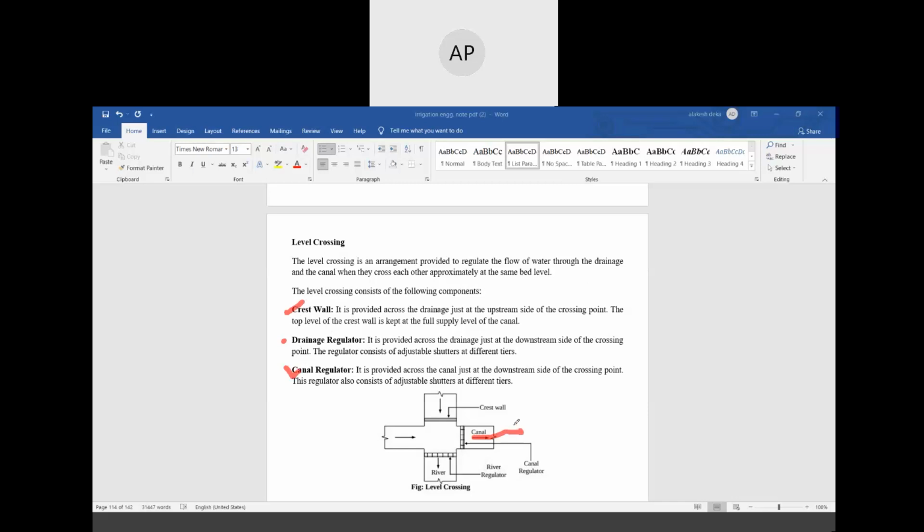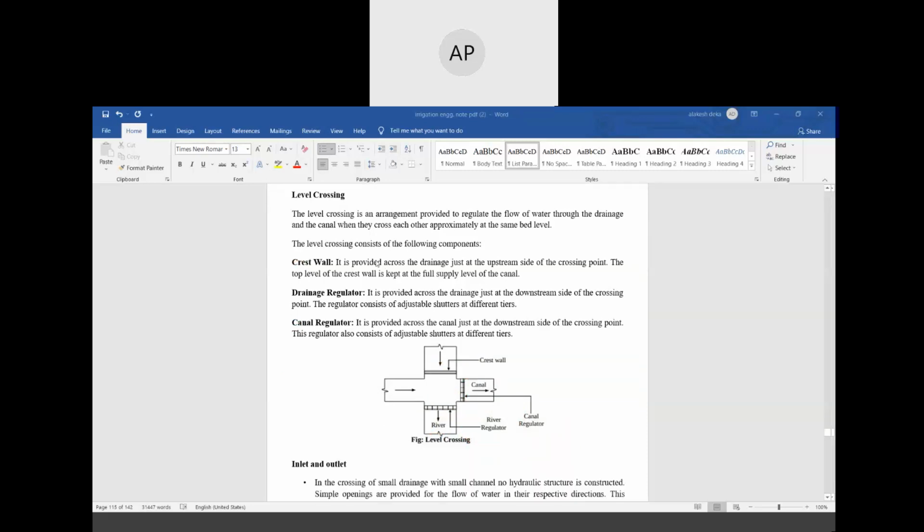This is the canal. This is the crest wall. This is the way to river. This is the river regulator, and here is the canal. This is the canal regulator. This is the river regulator, and this is the crest. Three components are there in level crossing.